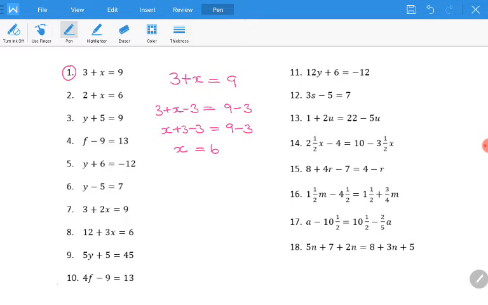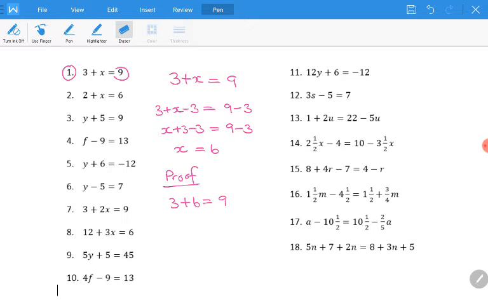And it's true that if we add 3 plus 6, we get 9. So our answer is correct. To check if our answer is correct, we just write 3 plus, here we now know that x is 6. So 3 plus 6 is equal to 9. If it is giving us this value, it means our answer is correct.